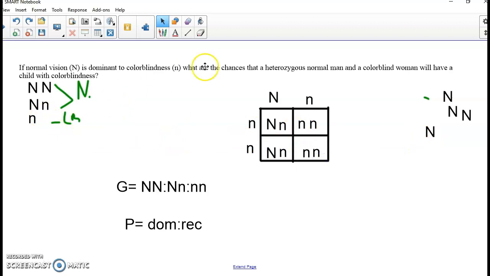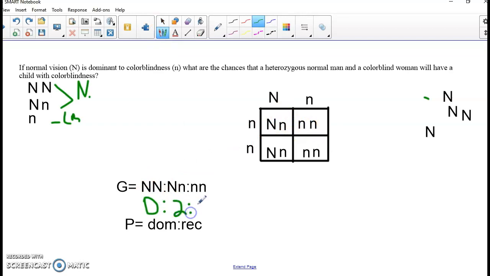Okay. So I want to know, what is the chance that they'll have a child who is colorblind? So it's not asking for the ratios. So I just have to take a look now. So what are the chances? Well, if I take a look, I'm going to do the ratios just for the sake of it. I have 0 big N, big N's, 2 big N, little n, or heterozygous, and 2 little n, little n. And then dominant to recessive is going to be 2 to 2 because we have 2 dominants and 2 recessives.